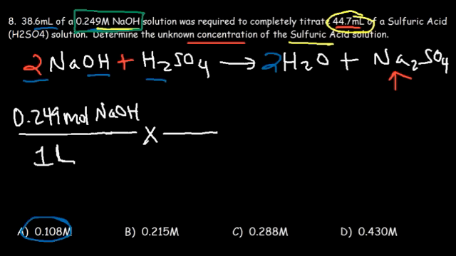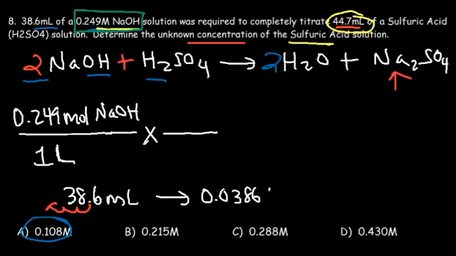Now we're going to multiply by the volume that corresponds to NaOH. And that's 38.6 milliliters. But because we have liters here, we need to convert it into liters. So to convert 38.6 milliliters into liters, you can divide it by 1,000 or move the decimal 3 units to the left, in which case it's going to be 0.0386 liters. So the units liters cancel. So we have moles of NaOH.